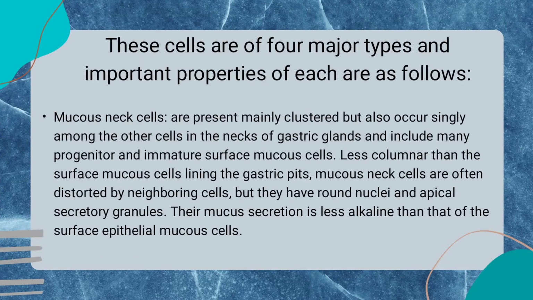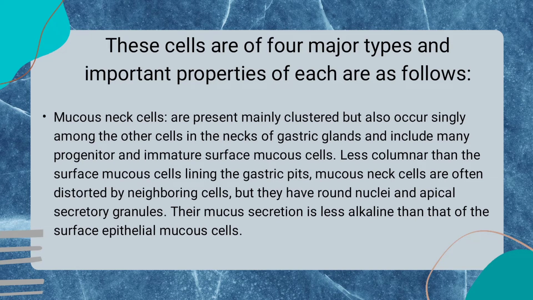So we have here the four major types of cells, and the important properties of each are as follows. First, the mucous neck cells are present mainly clustered but also occur singly among the other cells in the neck of gastric glands and include many progenitor and immature surface mucous cells.